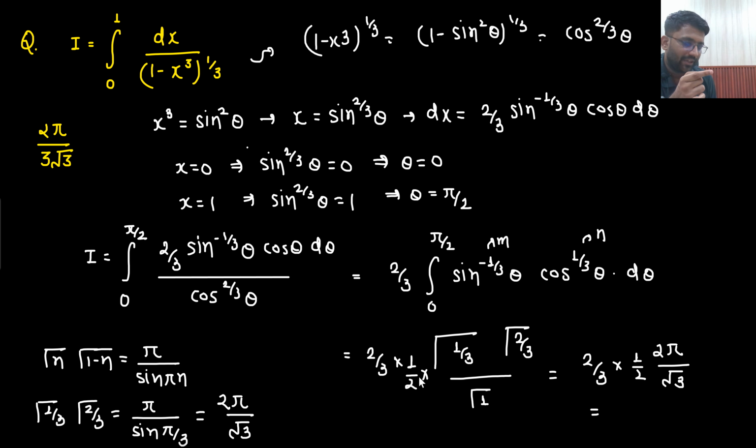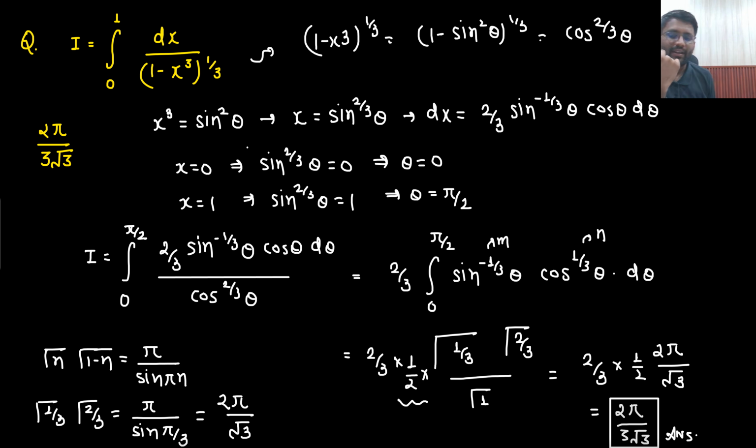But we always forget this 1 by 2. So this 1 by 2 we don't need to forget, right? So what is the answer we are getting? 2 pi by 3 under root 3. So a lot of people would forget this 1 by 2, which we don't need to forget. Okay, this is very, very important.